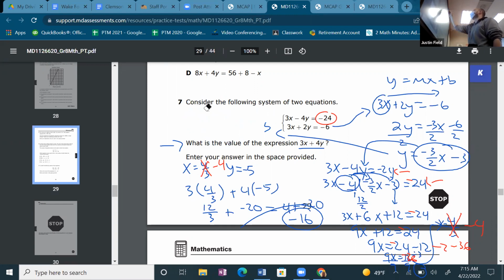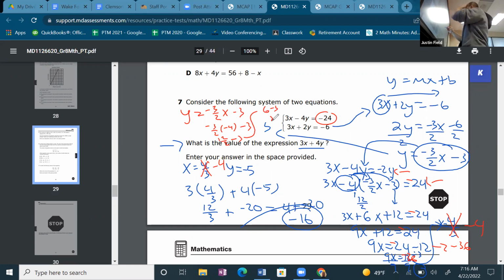We're going to figure out what y is. So y was negative 3/2 x minus 3. But now we know that x is negative 4. Negative 3/2 times negative 4 minus 3. 12 over 2 is 6. So it's 6 minus 3 is 3.